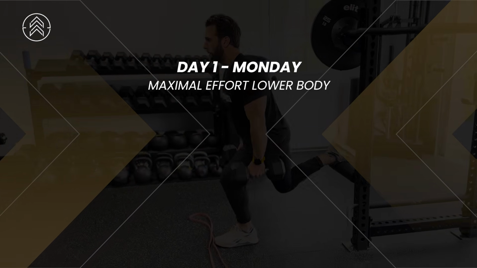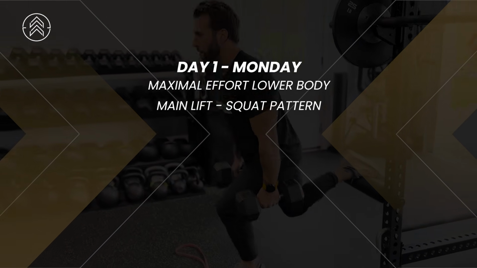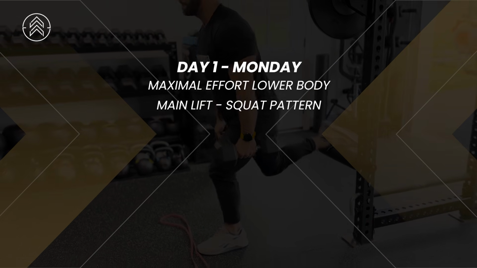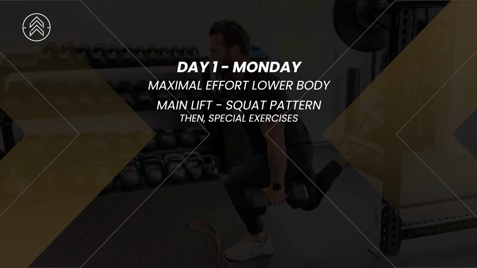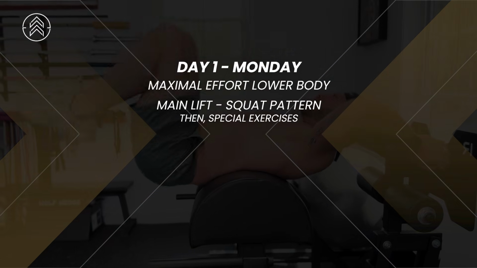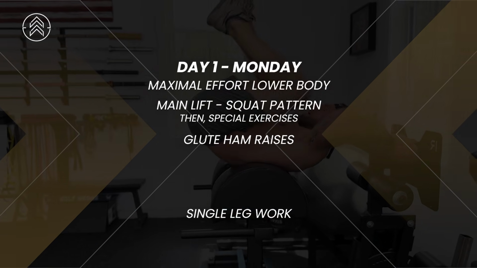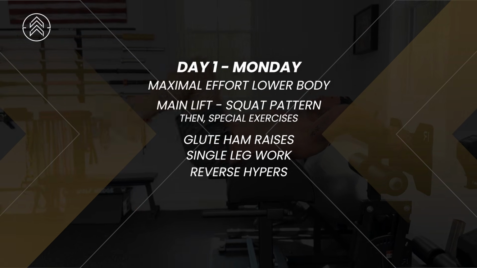So let's take a step back here and just kind of look at what this system is. If we just look at kind of a week view, Monday might be our maximal effort lower body day. We have a main lift, let's say it's a squat pattern, and then we follow that up with our accessory or special exercises. So in a very simplistic view, we might have glute ham raises, we might have some single leg work, we might have some reverse hypers, and some abdominal work. That's day one of the system, where we have maximal effort squat.